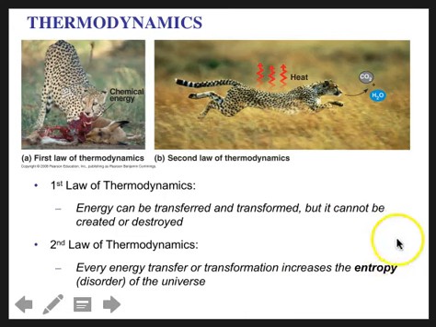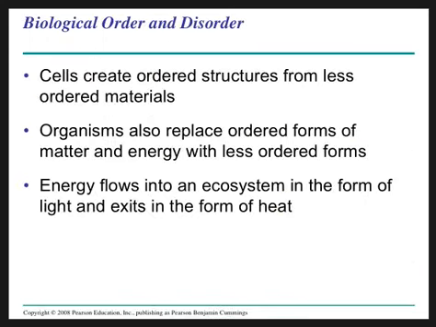Entropy comes back later in an equation, and that's why I introduce it to you all here. All right, so this whole order and disorder thing. Remember we said one of the 7 characteristics of life was that cells had ordered structures, and ordered materials. They create structures from less organized or less ordered materials. We said that they replace ordered forms of matter and energy with less ordered forms. We're going to talk about that in a second.